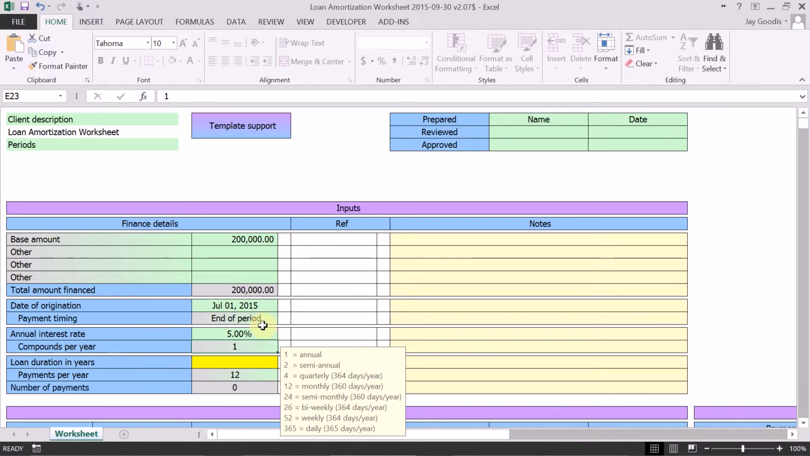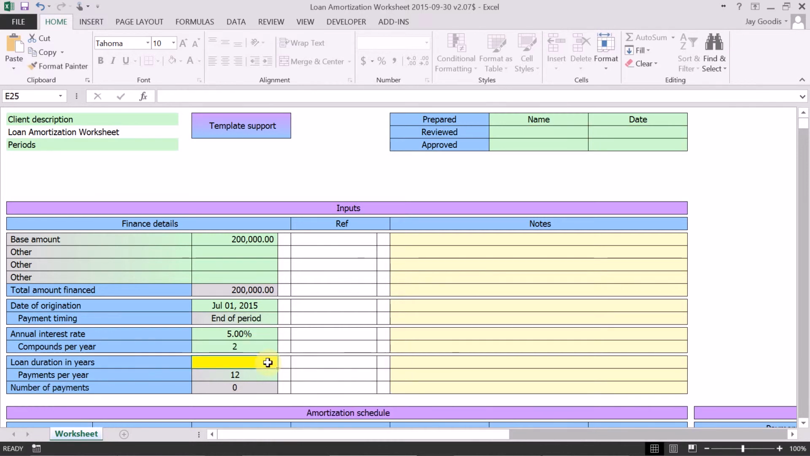As we continue the detail, it's asking us for our compounds per year. We can include anything between 1 and 365. Let's assume semi-annual compound, so therefore twice per year. We then need to include our loan duration in years. For this example, let's presume a 5-year loan. As you can see, the payments per year are set at 12. Let's leave it like that as monthly payments, and the number of payments are 60.